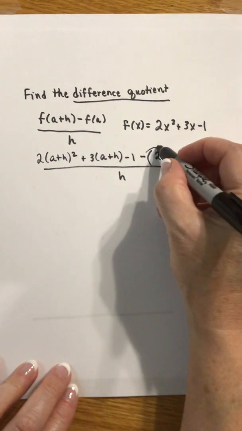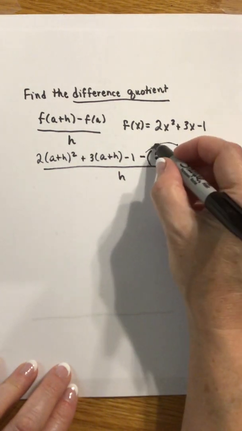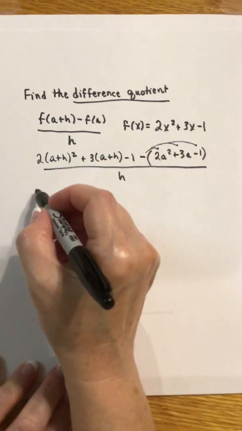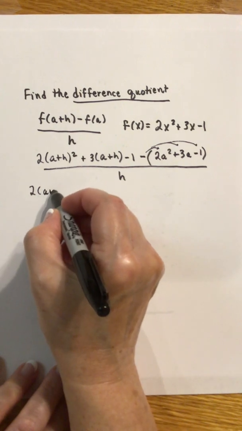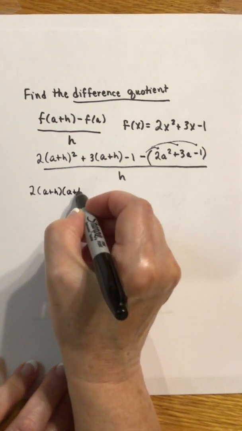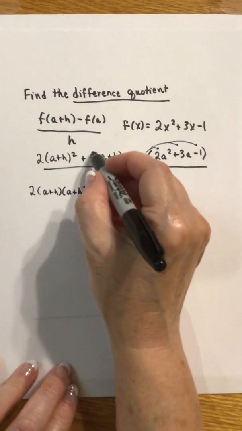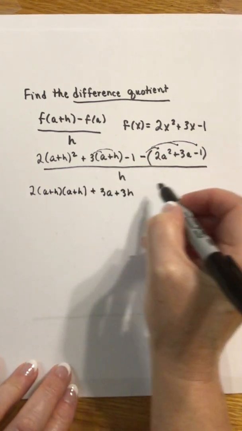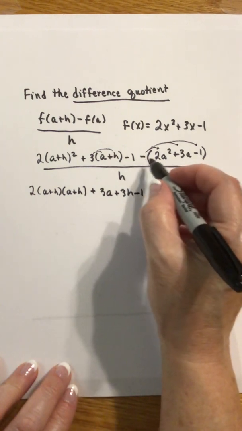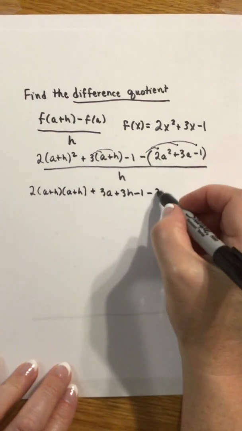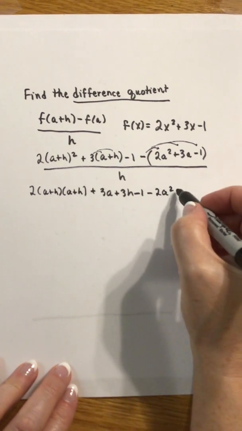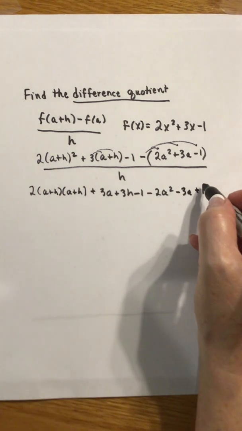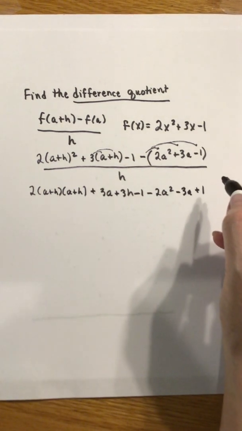Now this one is just distributive property. We're distributing that minus 1 into all three things. But this one over here again is that multiplication. So we're going to have a plus h times a plus h. And this is distributive property again. So I get 3a plus 3h minus 1 would be here. Distributing this in gives me negative 2a squared minus 3a plus 1. Does everybody agree with that?